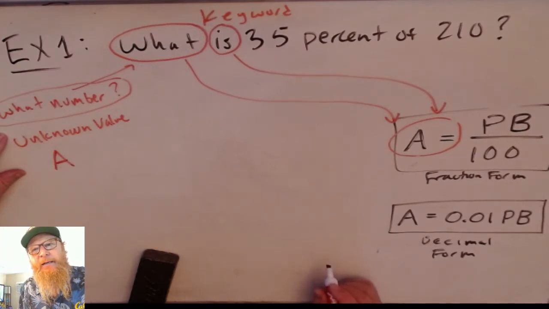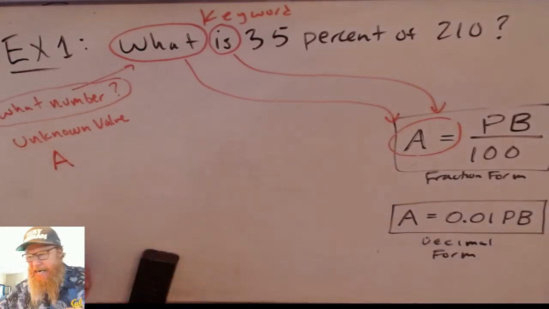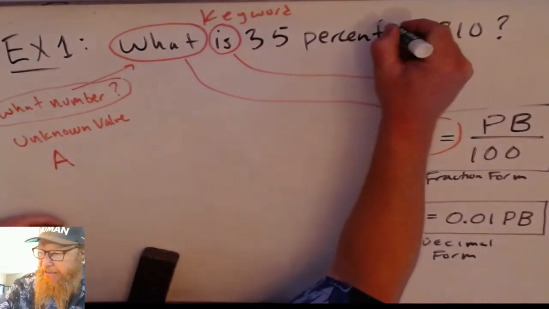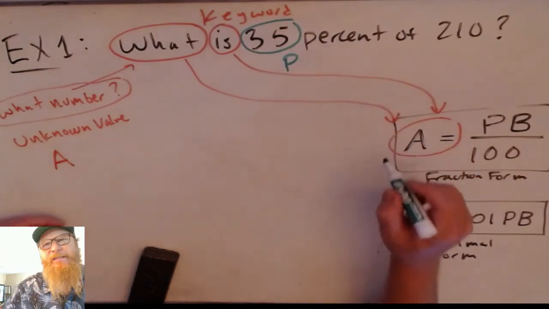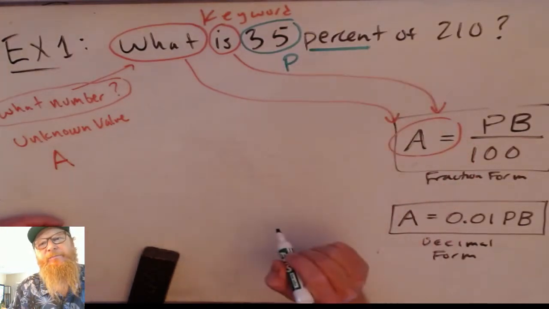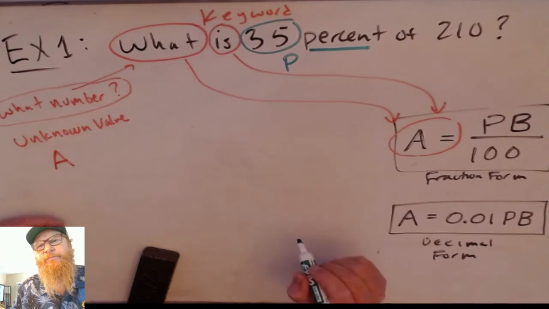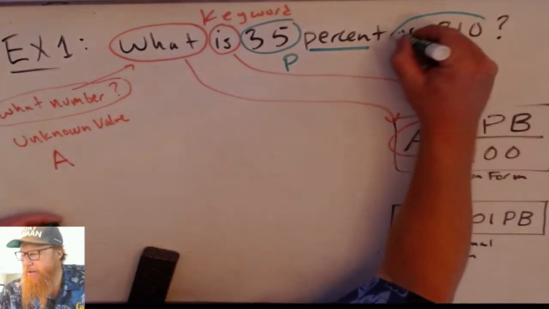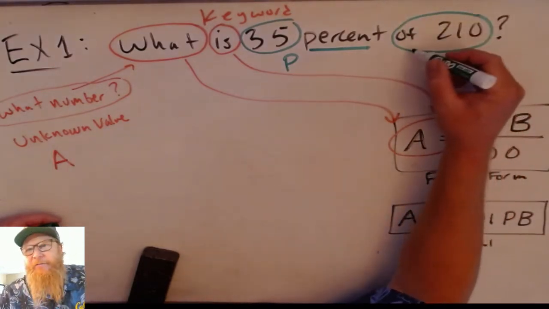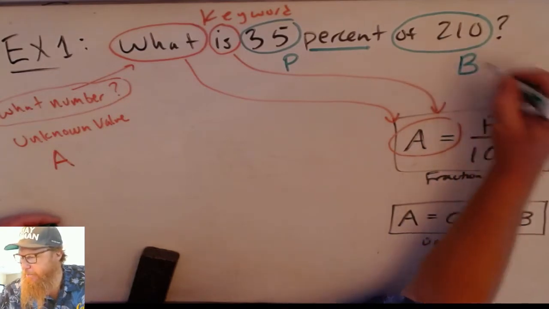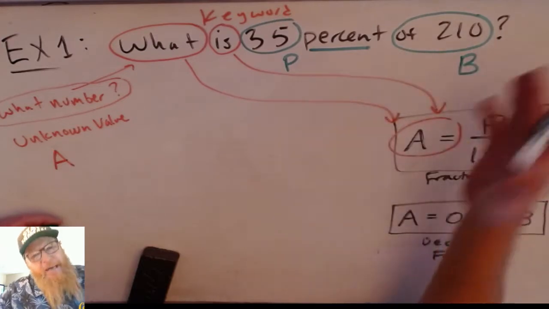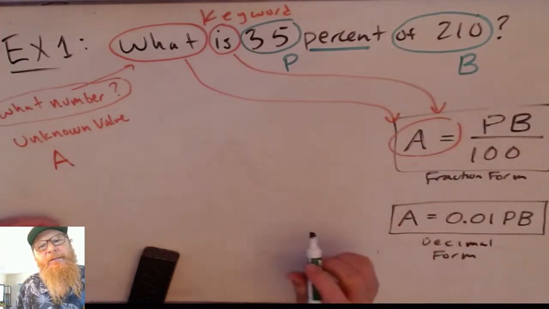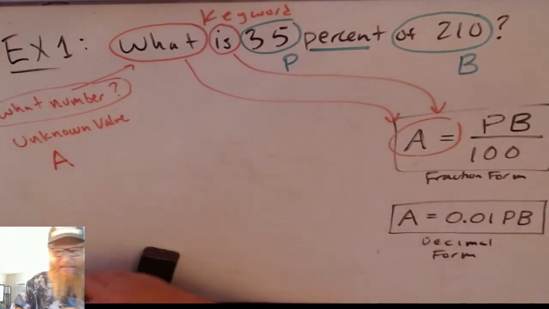Okay. And then P is always easy to find. P is always next to the word percent. And then of, look for the word of. That always tells you what B is. B is always after of. All right. So A is.